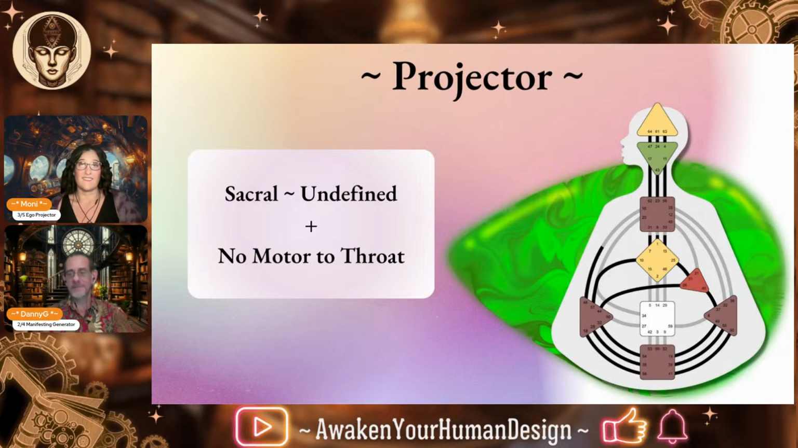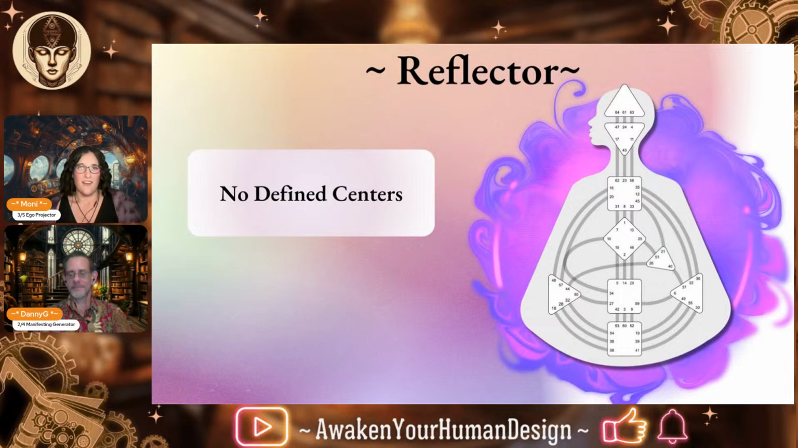And then finally, we have our reflectors, where there's no defined center. So they have all hanging gates, but all the centers are white. There's not much to say. There are hanging gates everywhere. They'll still have the same amount of activations. They'll still have an incarnation cross, a set of nodes. They'll still have drives and focuses in their moons and truths in their Plutos. It's just that they get to go through the whole process of being lit up by the moon.